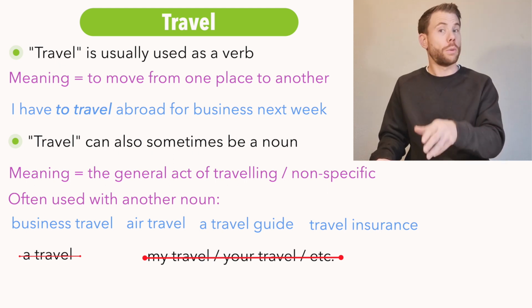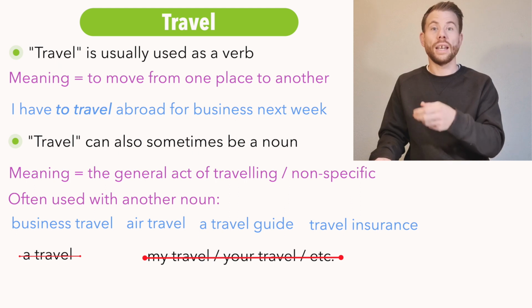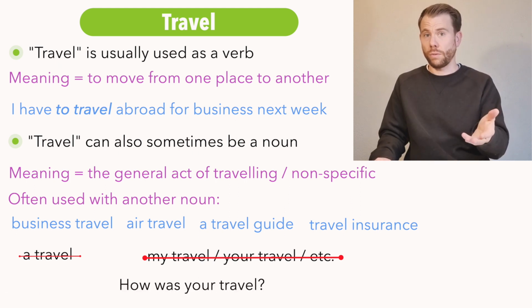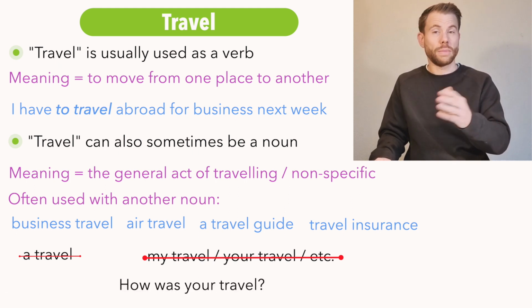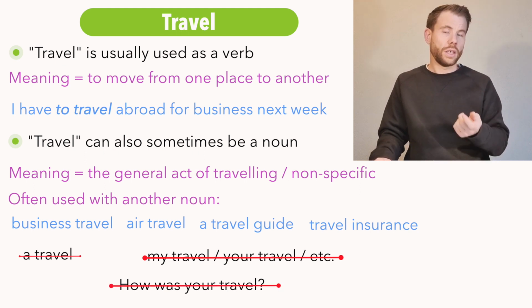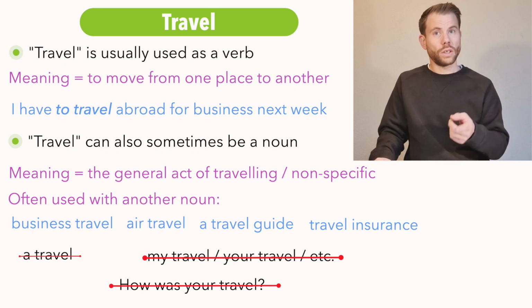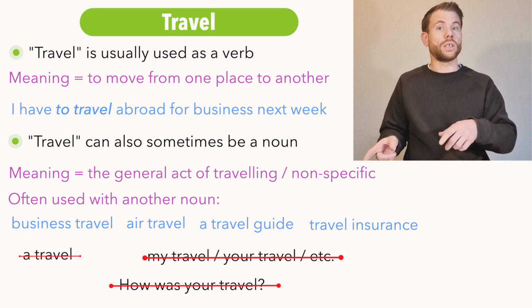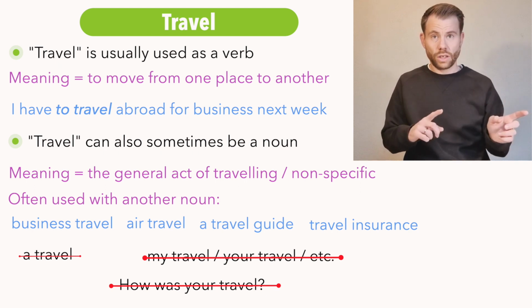So the common mistake that most of my students make is they would say something like, how was your travel? So as I just mentioned, you can't use your with the word travel. It's normally a verb. So in this question, what you need is another word, and that brings us on to our second word, which is the word trip.